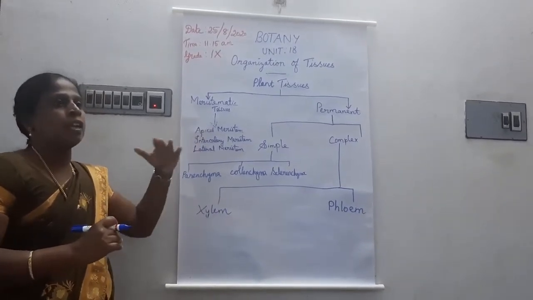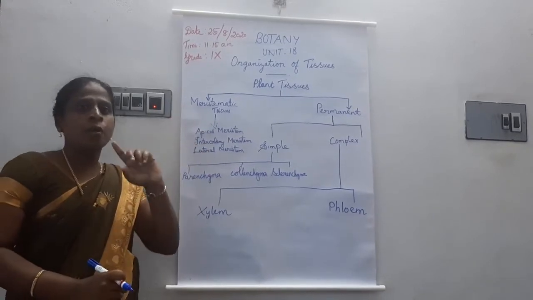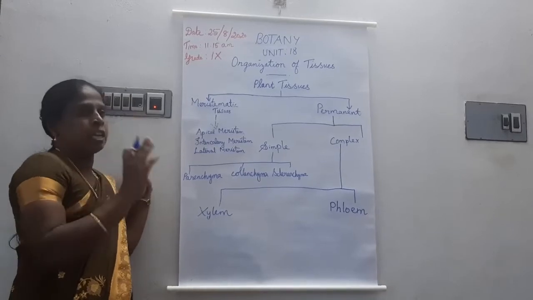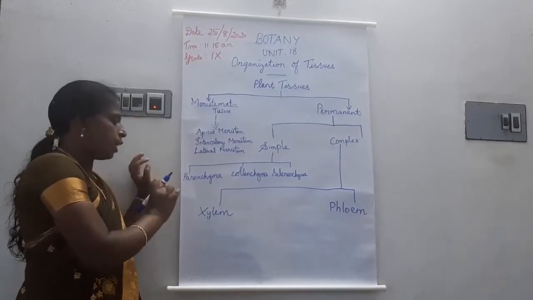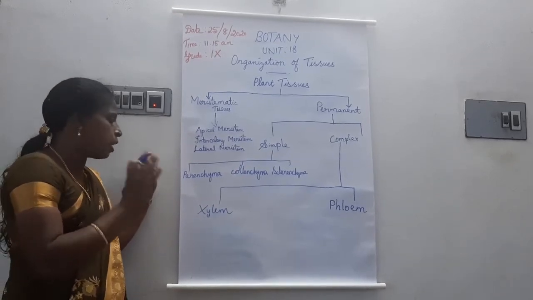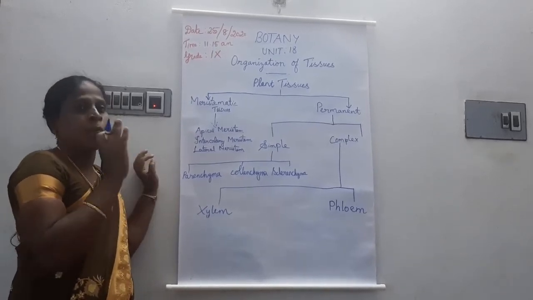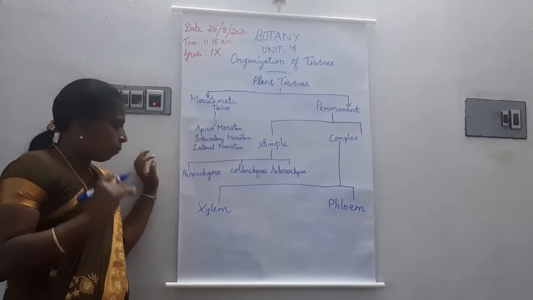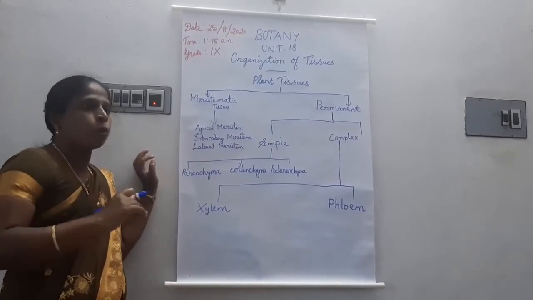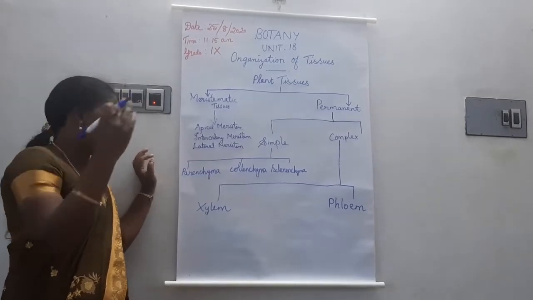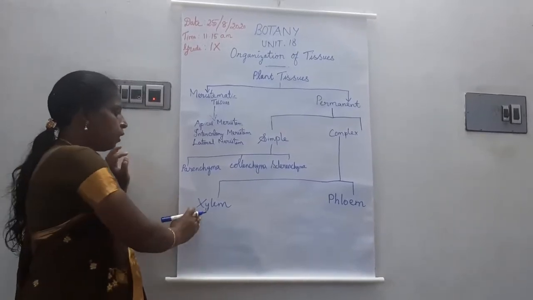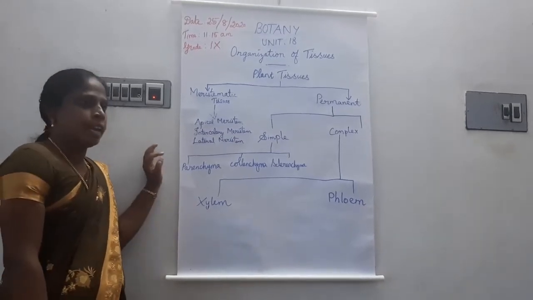Here the transportation is only in one direction, that is the upward direction. So the movement of water is unidirectional, because the water moves from the root to the aerial parts of the plant body. Only one direction it can move. So here the movement is unidirectional.